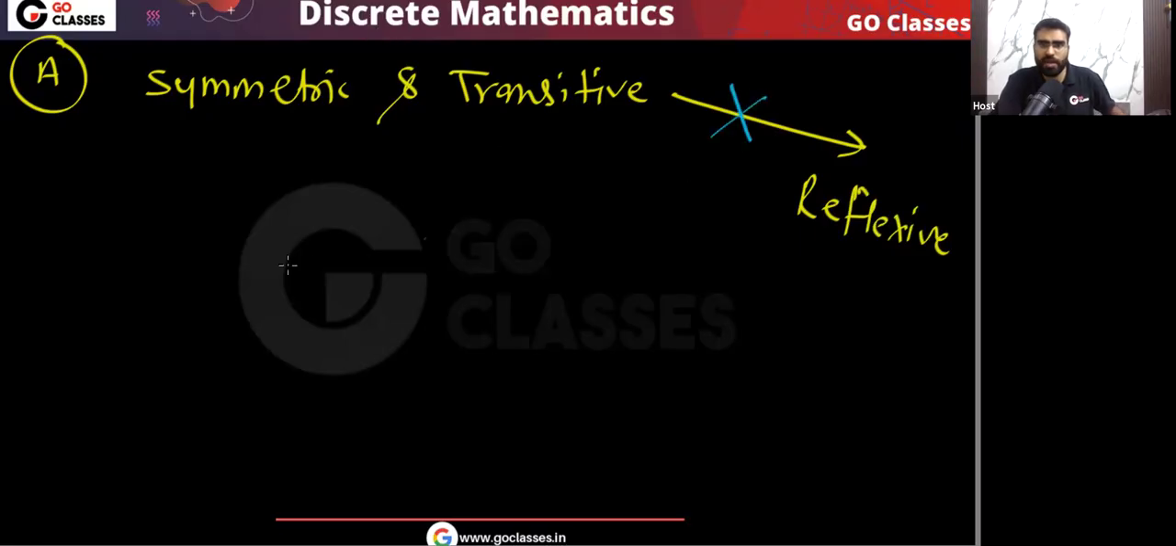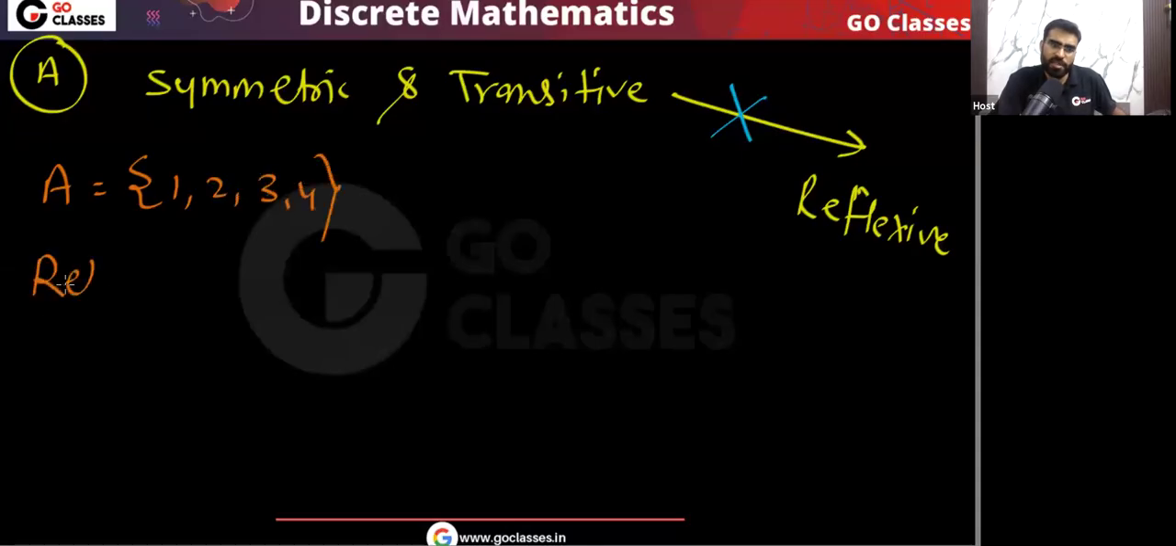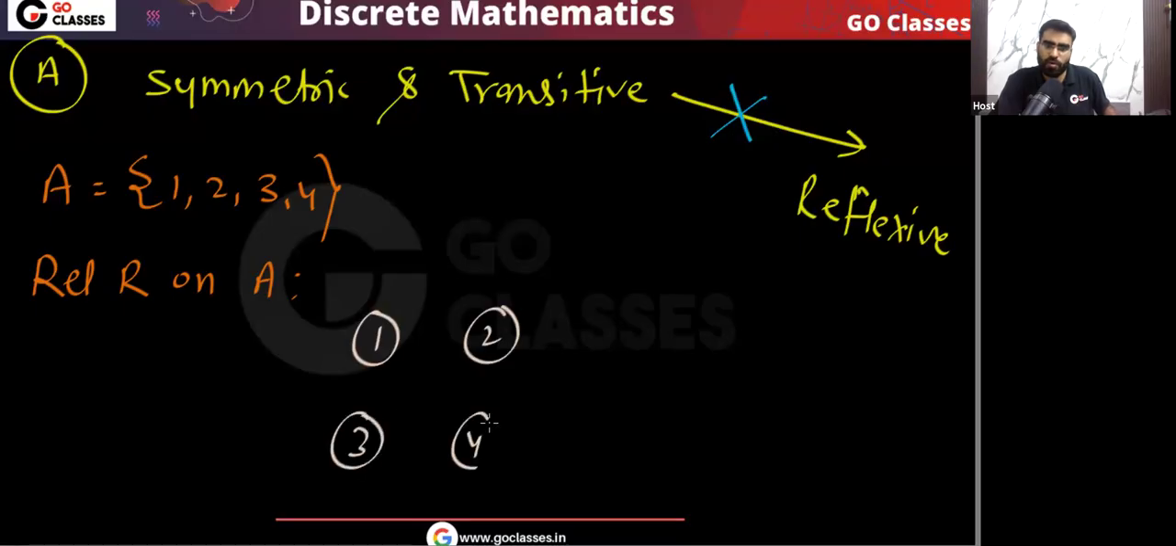No, it does not imply reflexive. Yes or no? It does not imply. Can you give me a counterexample? Yes, consider this counterexample. I am giving you a set, for example, 1, 2, 3, 4. Now consider this relation R on set A. I am giving you a graph. So consider this 1, 2, 3, 4. Now consider this graph.